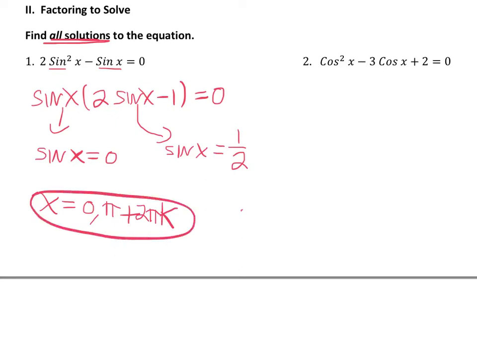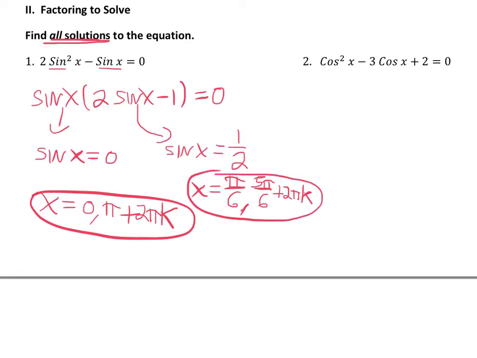And then if we have sine of x equals 1/2, the y value is 1/2 at pi over 6. And then sine is also positive in the second quadrant, which is 5 pi over 6. And then we'll add 2 pi k to it. So these are your answers there. So number one is where you factored out a GCF.